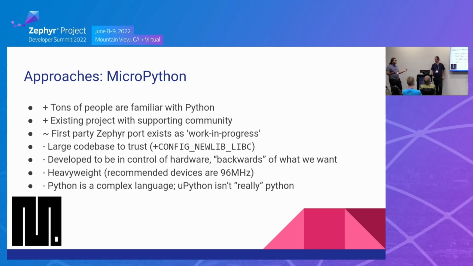They want, you know, 100 megahertz, a little more RAM. And Python is a really complicated language. And on top of that, MicroPython sort of isn't really Python. There's weird corner cases that'll bite you. It doesn't have the same C API. And their build wants newlib, which we wanted to avoid.